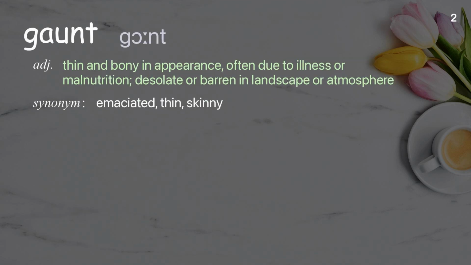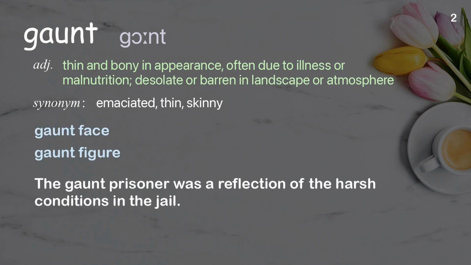Gaunt. Thin and bony in appearance, often due to illness or malnutrition, desolate or barren in landscape or atmosphere. Examples: Gaunt face. Gaunt figure. The gaunt prisoner was a reflection of the harsh conditions in the jail.